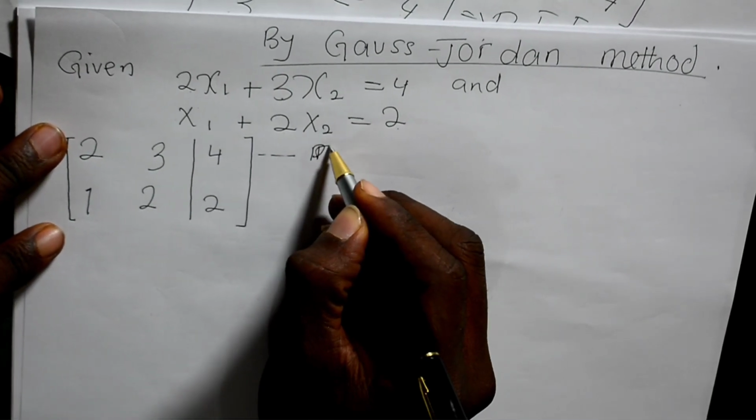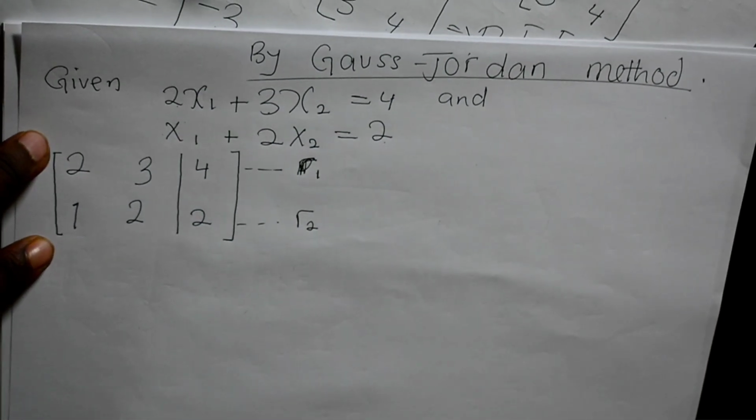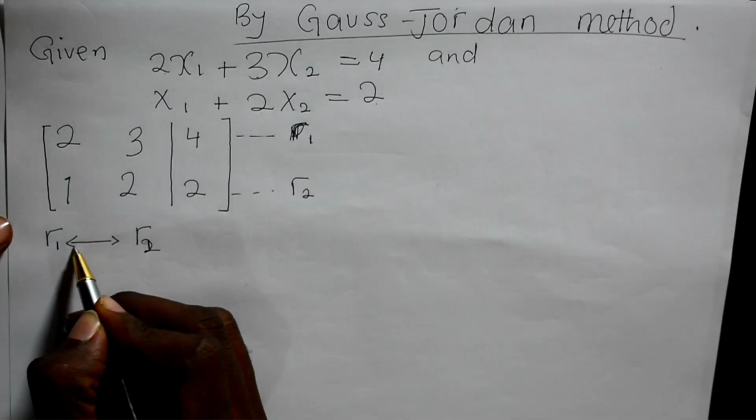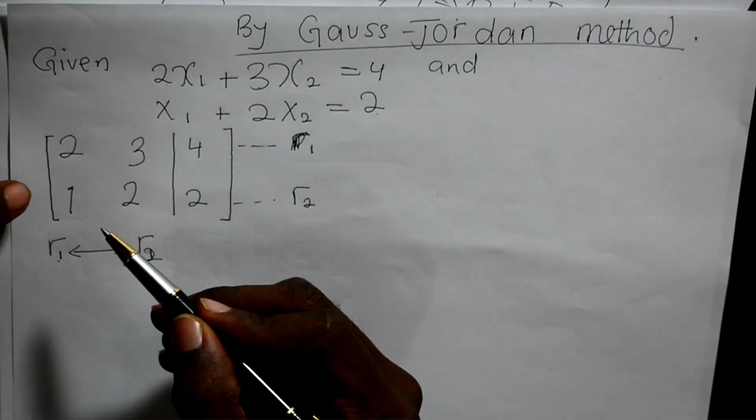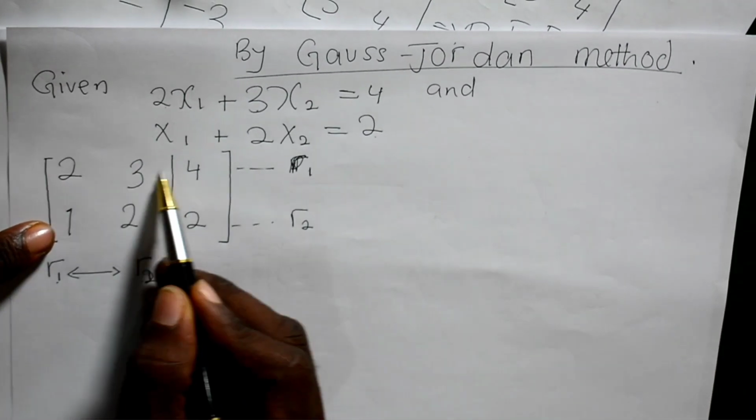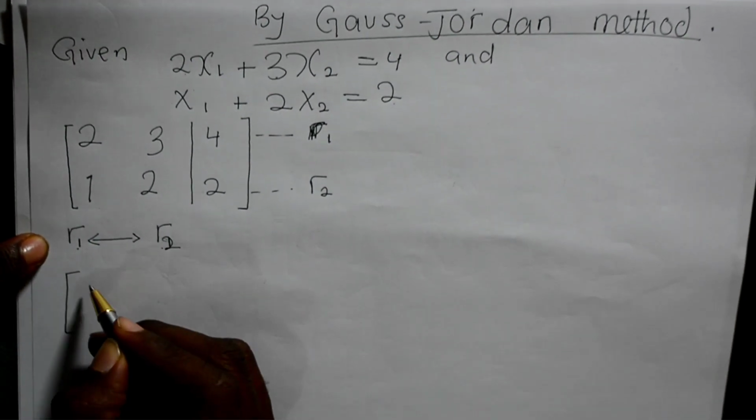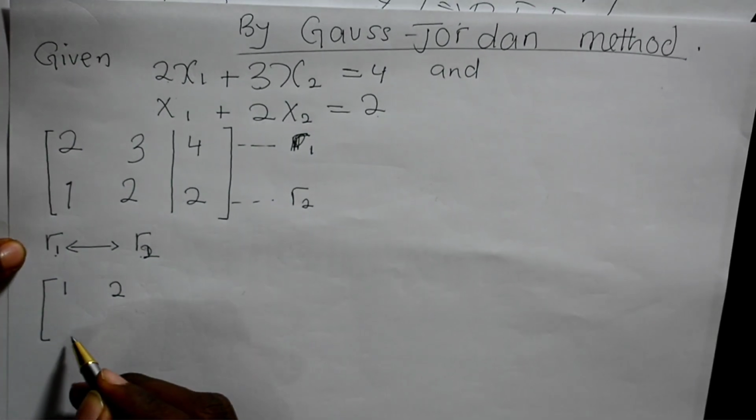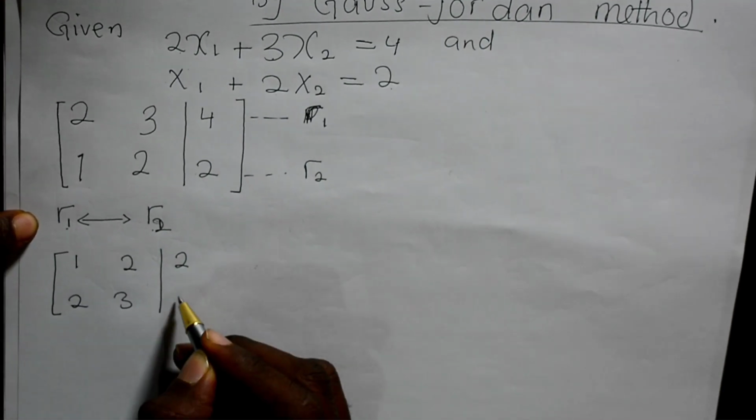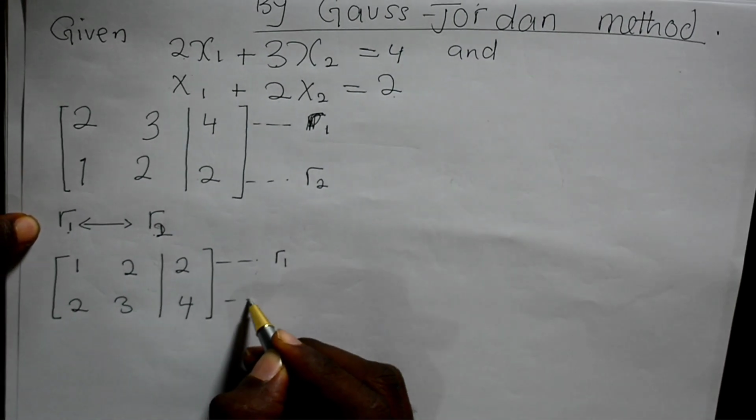Then this is row 1 and this is row 2. So now the second step here is now row 1 will change to row 2 because the first least number in the rows that comes is 1. Always make the least first number to be row 1. So now this matrix will look like 1, 3, 2, then 2, 3. Then the constants will change their positions, 2 and 4. So now this becomes row 1 and this row 2.